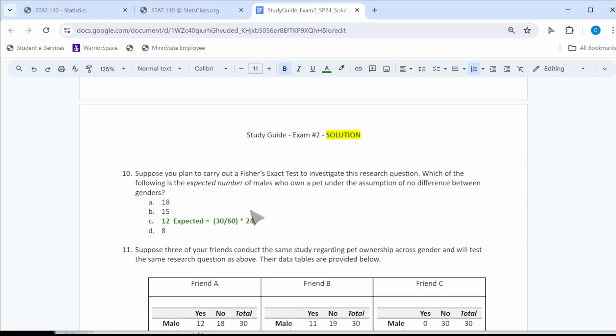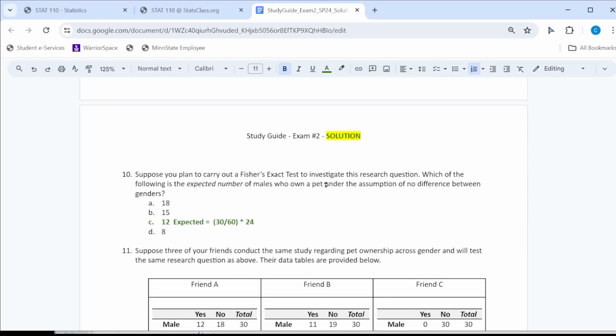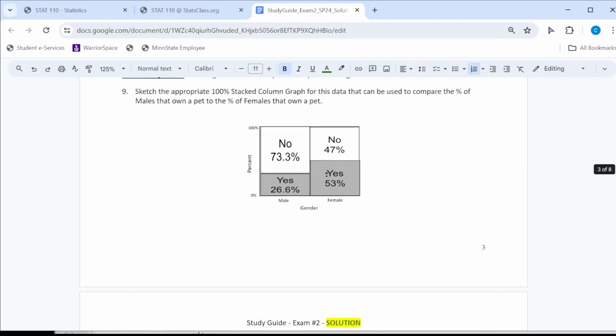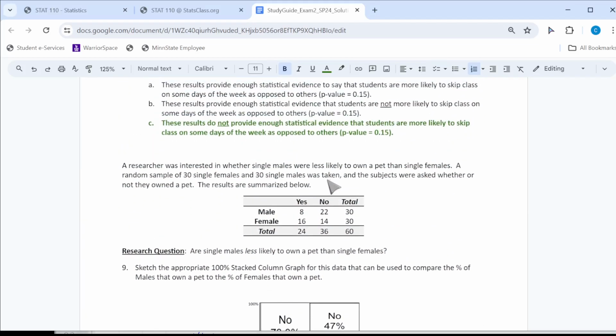Here's another expected question. How do I calculate the expected for this situation? The first thing that I need to do is get an understanding of what percent of the people are males. So to do that, I would look at 30, and then I would divide that by 60 here. So that'd be 50%, or 1/2. And then I do what percent of the individuals are female. So I would do 30 divided by 60. So that's going to be 50% as well.